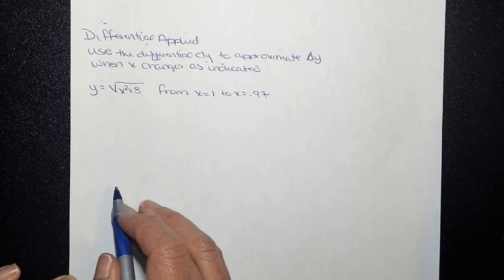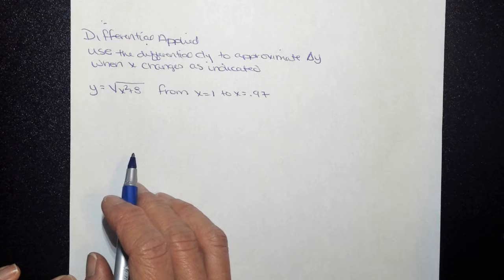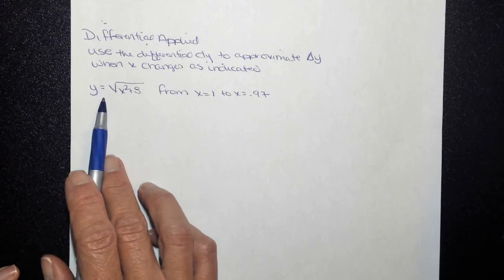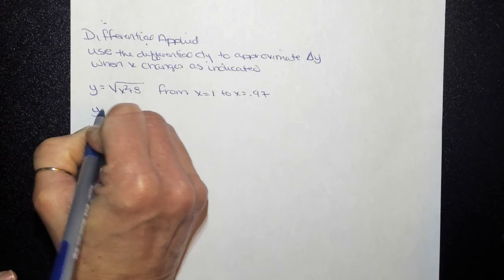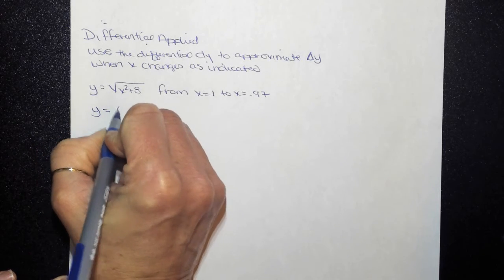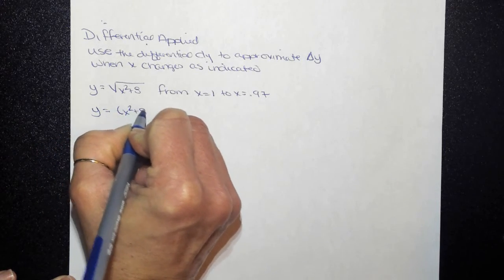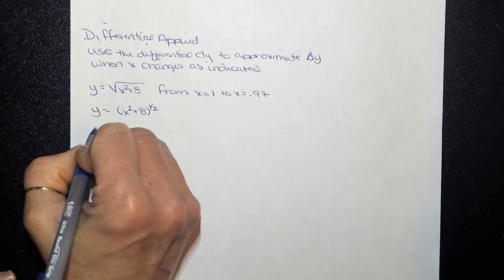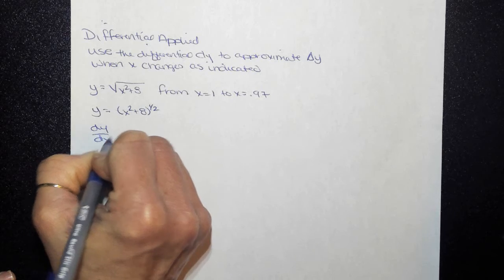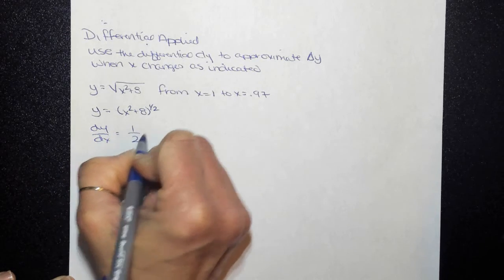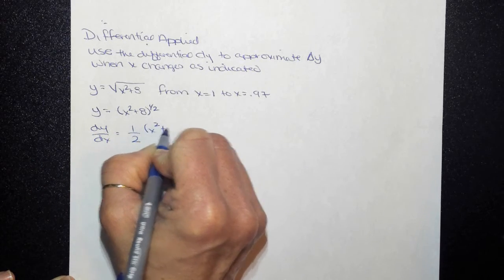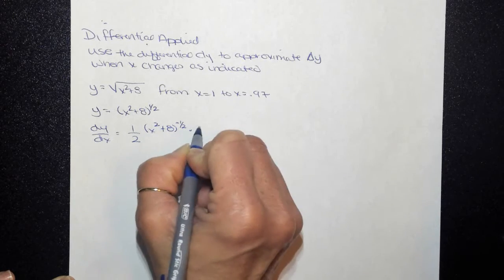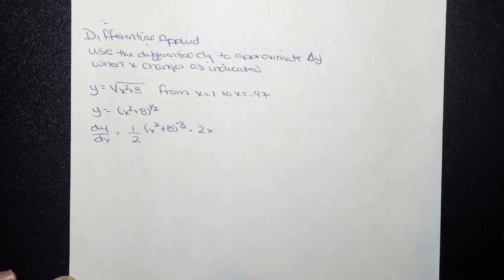So what we want to do first is go through the same procedure and take the derivative. So we'll rewrite this first. y is equal to the quantity of x squared plus 8 to the 1/2 power. So we're going to take the derivative. dy/dx is equal to 1/2 times the quantity of x squared plus 8 to the negative 1/2 times the derivative of the inside. So this is the chain rule.